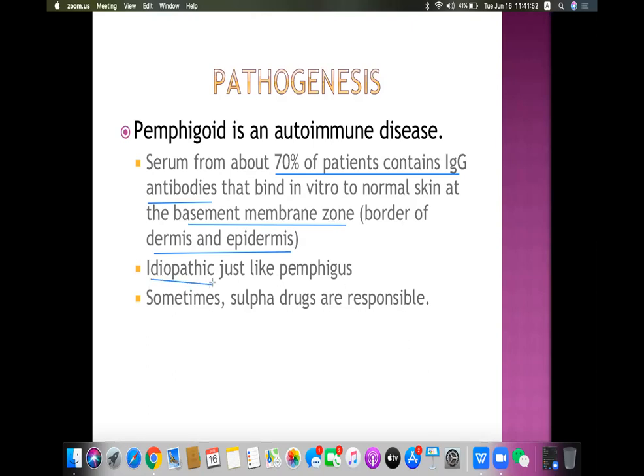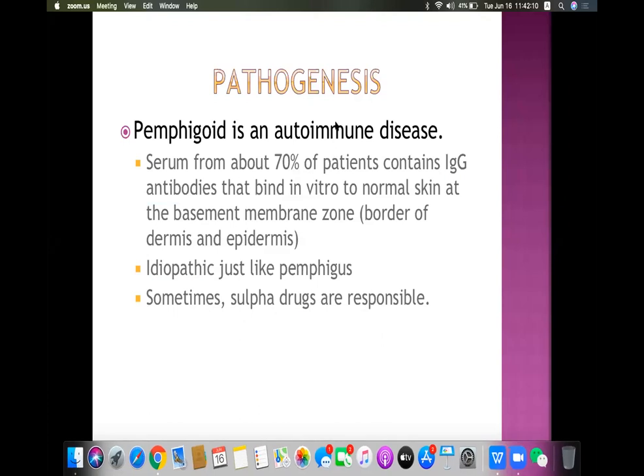Most of the cases are idiopathic, just like Pemphigus vulgaris, but sometimes some sulfa drugs may be responsible. The sulfonamide group of drugs may be responsible as a triggering or precipitating factor. Okay, let's move on.